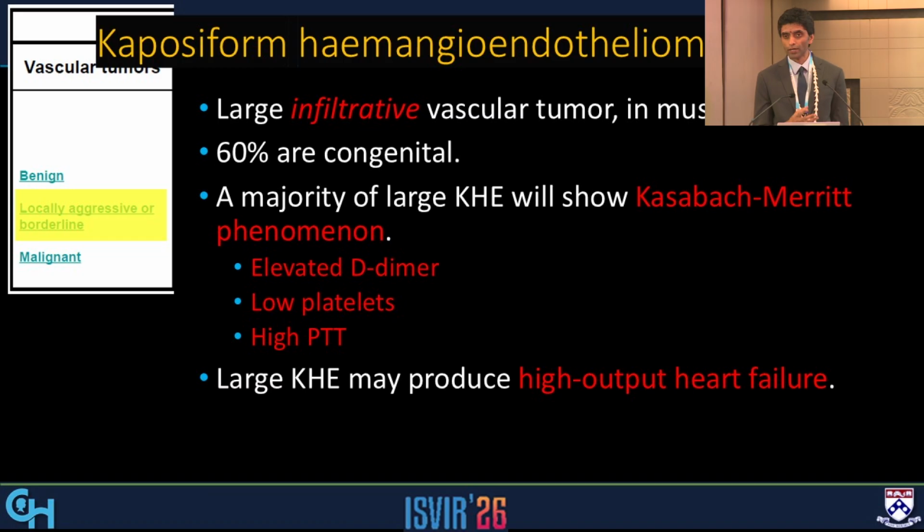Move on to the locally aggressive category. Kaposiform hemangioendothelioma is the index tumor here. It looks very similar to tufted angioma. Key points here, infiltrative lesion. On imaging, you will see it infiltrate. It's within the muscle. A majority of these will have Kasabach-Merritt phenomenon, which is a consumptive coagulopathy with elevated D-dimer, low platelets, and can produce a lot of morbidity. And then large KHE can produce high output heart failure.